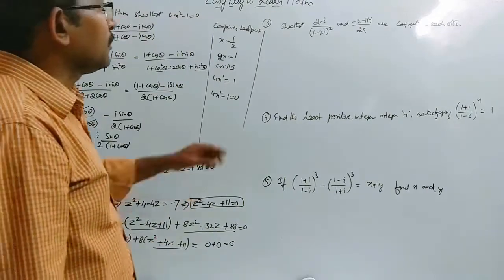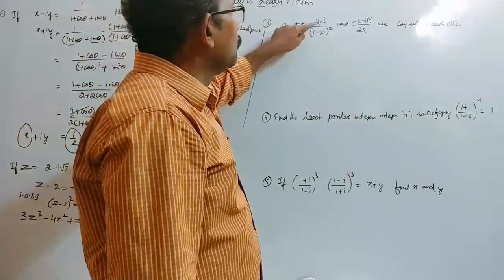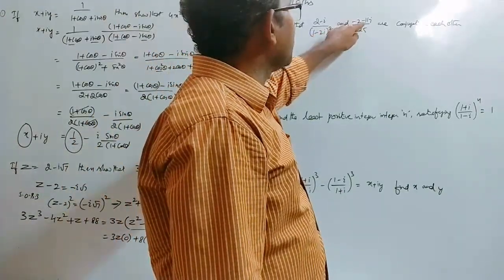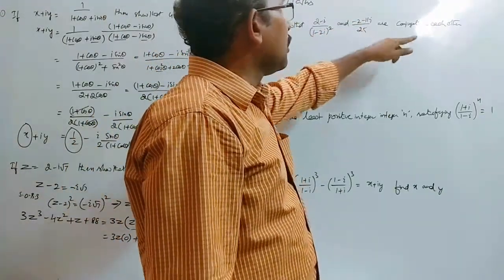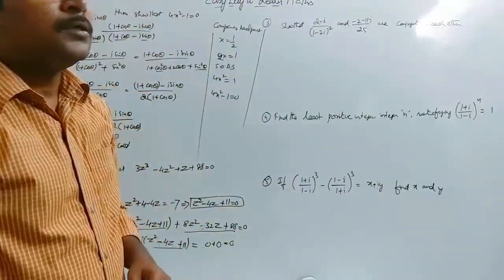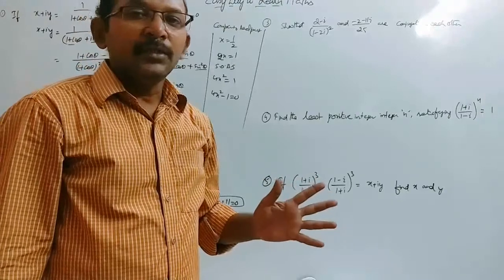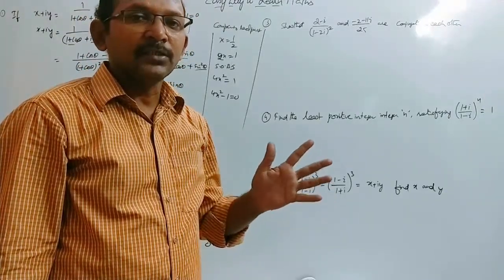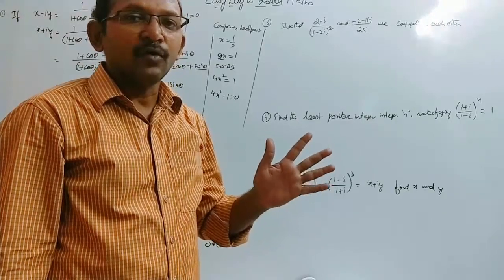Okay, here show that (2 minus i) by (1 minus 2i) whole square and (minus 2 minus 11i) by 25 are conjugate to each other. Conjugate means the conjugate of a plus ib is a minus ib. Therefore, the conjugate terms differ in the sign of the coefficient of i only.